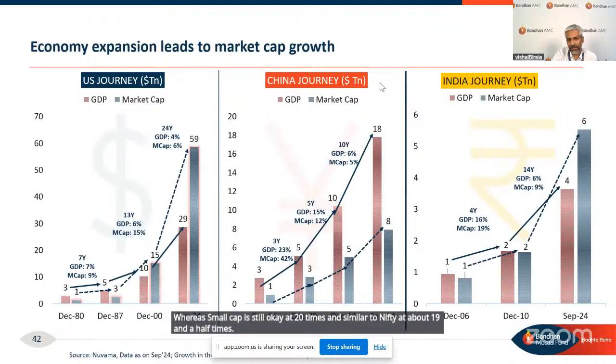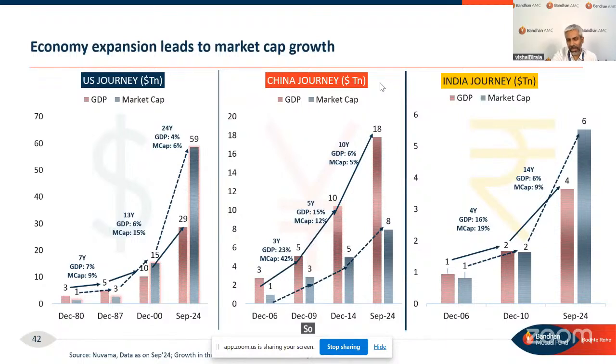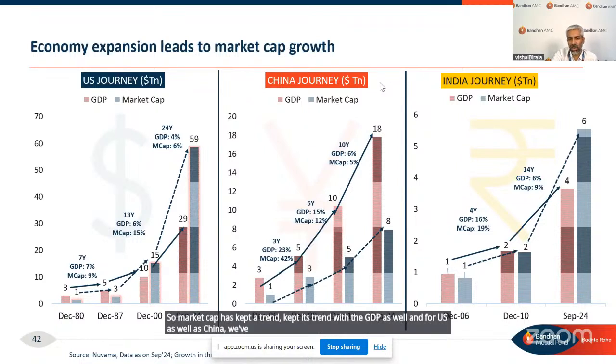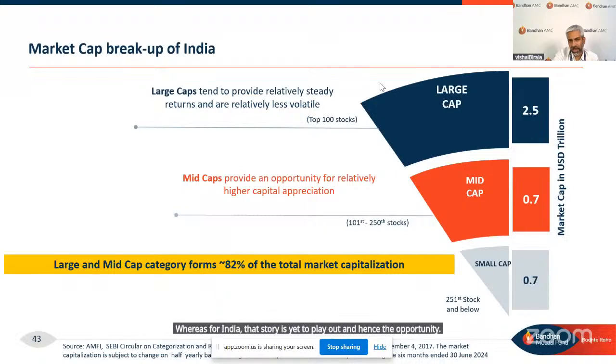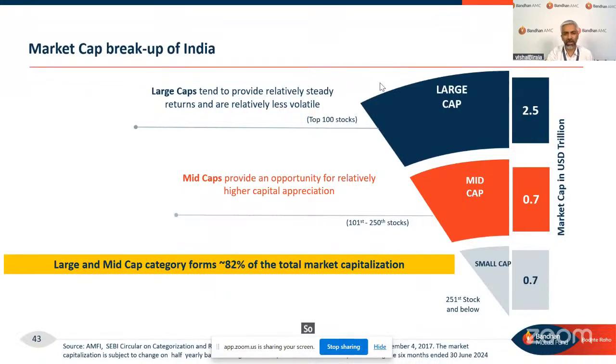So market cap has kept its trend with the GDP as well. And for the US as well as China, we've seen as the economy grew, there was a significant jump in the interest rates there, which also shows the correlation. Whereas for India, that story is yet to play out, and hence the opportunity. So large caps provide stability.